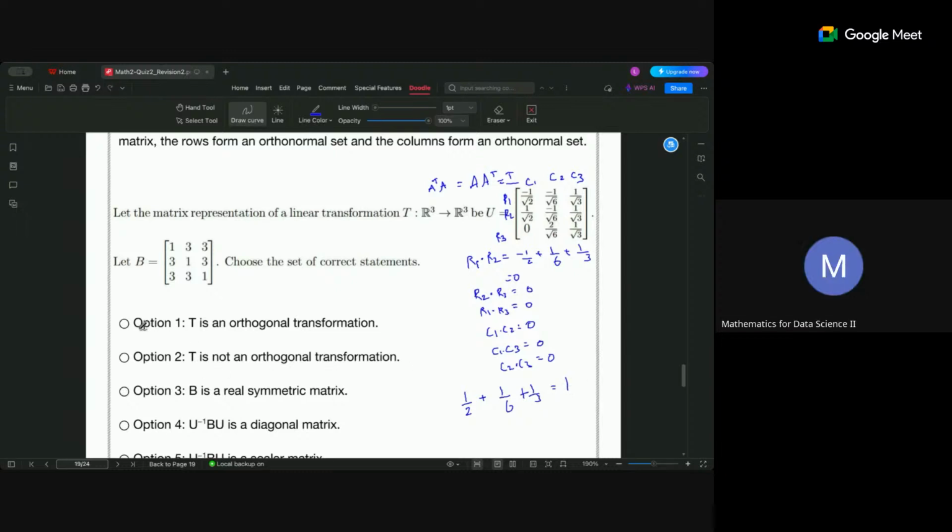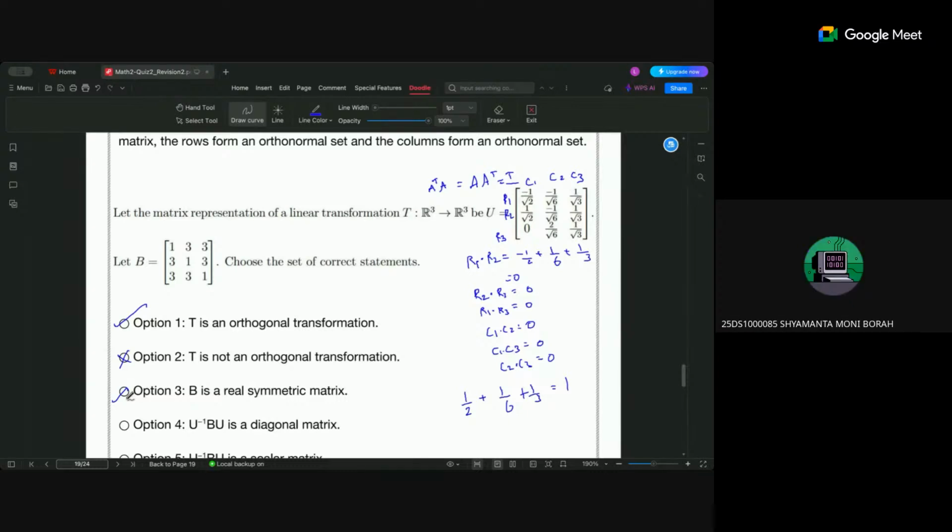Okay. So here you see that because it satisfies this condition, T is an orthogonal transformation. So this option is incorrect. Now, B is a real symmetric matrix. Is that true? Yes or no? Yes, ma'am. True.